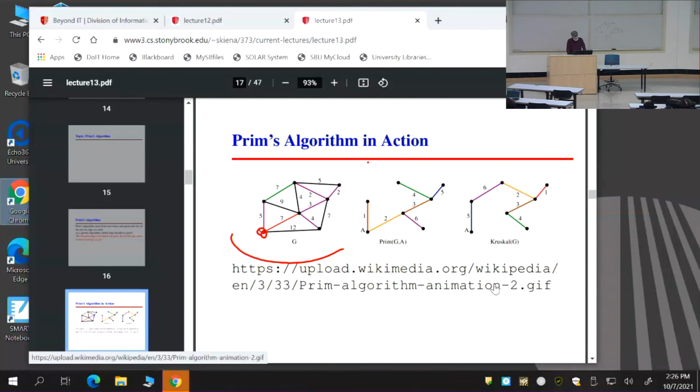What is the cheapest weight edge that we can add starting from where we are to grow a tree that doesn't create a cycle? What's the weight of that edge? 5. What is the cheapest edge we can add now that will grow our tree without creating a cycle? 7. Which 7? Are we better off taking the first one, or are we better off taking the second? Doesn't matter. Can we take both?